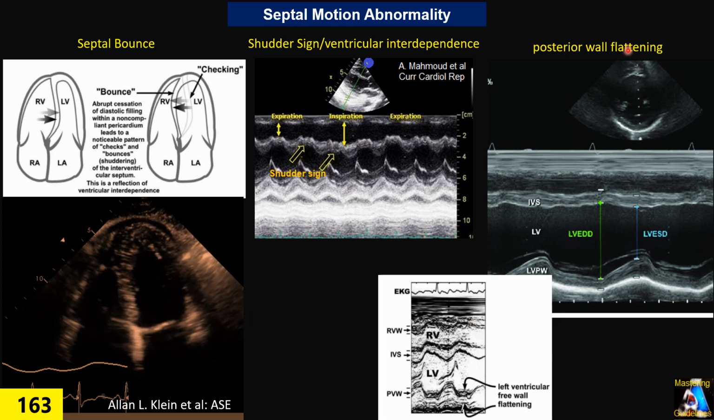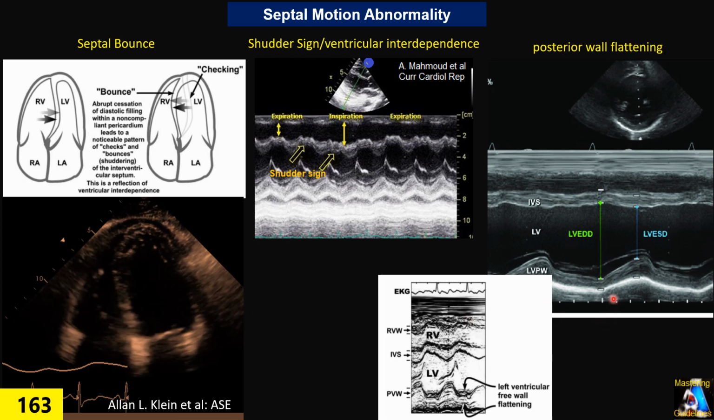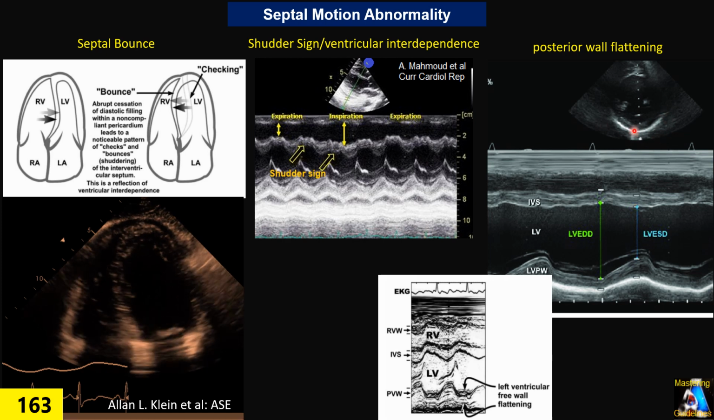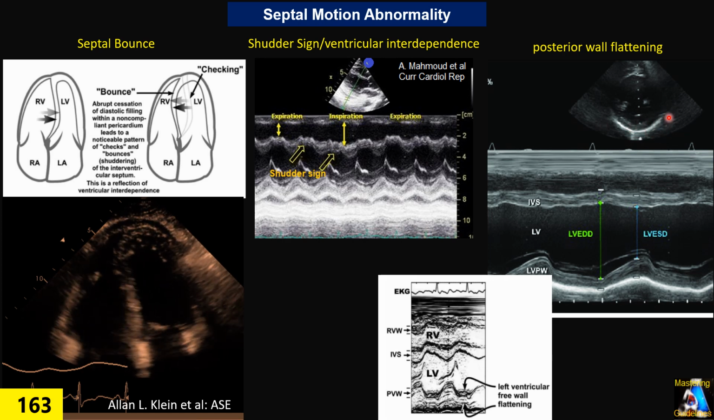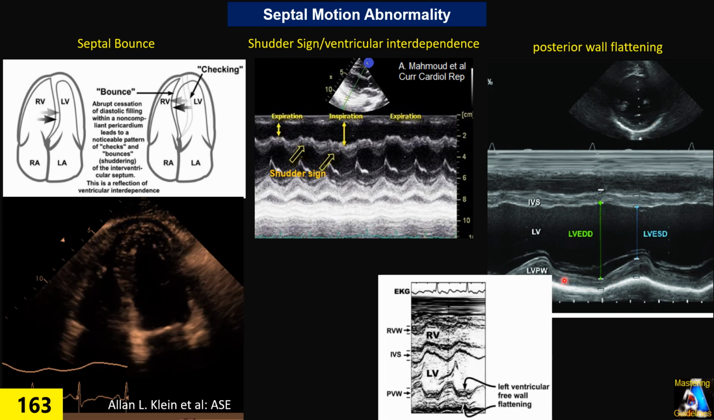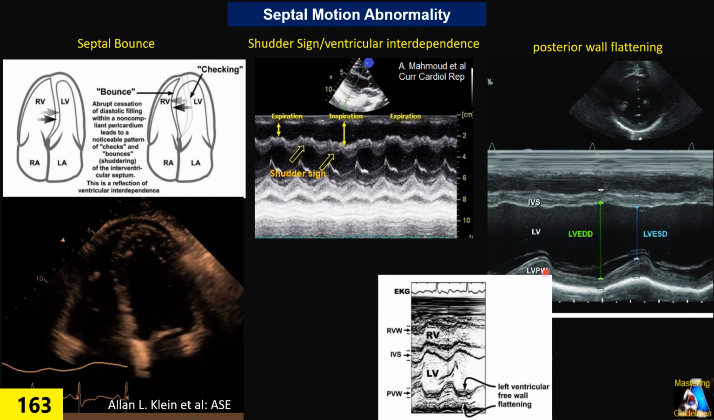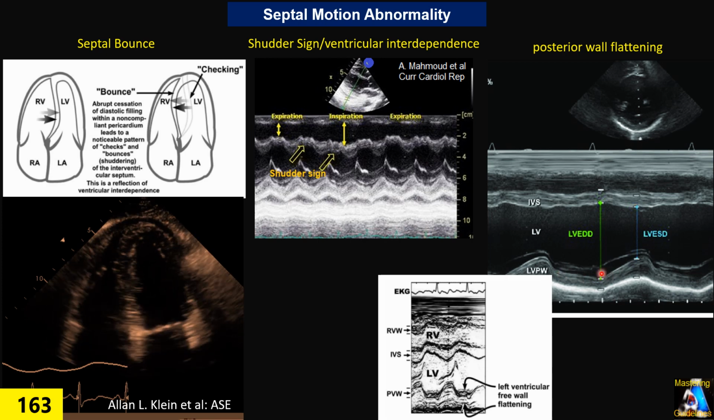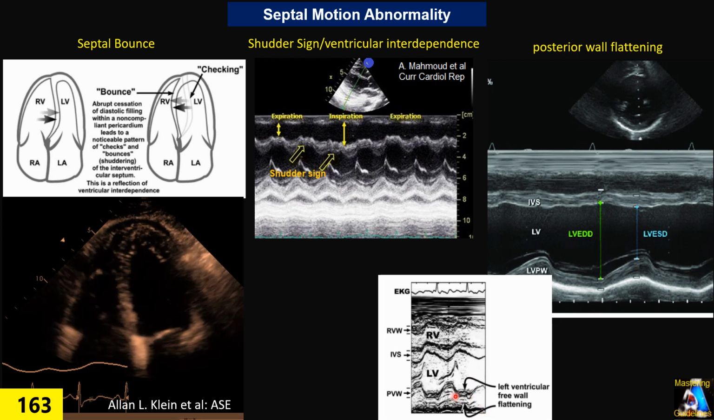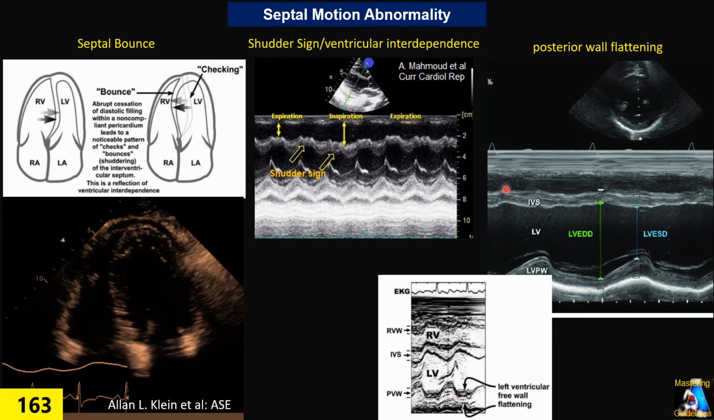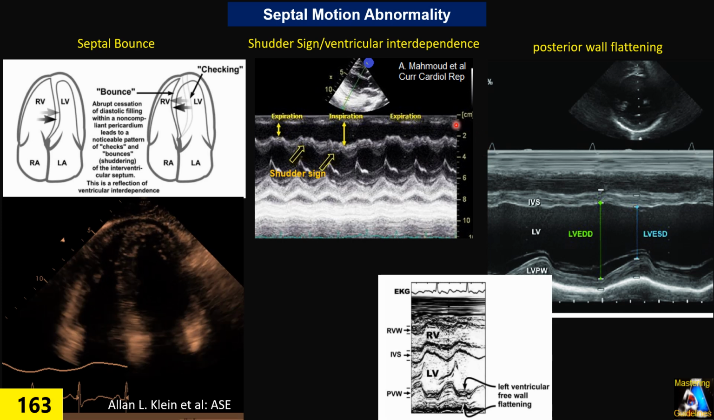But in constrictive pericarditis, because of restriction of the movement of the posterior wall due to the stiff pericardium, this expansion doesn't happen, and the posterior wall looks horizontal, especially in the mid to late diastole. At this level it looks flat. If we increase the sweep speed, we can see it much better. Again, this one is not specific for constrictive pericarditis.